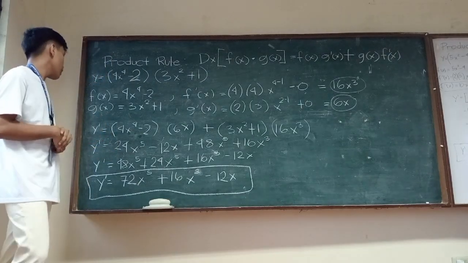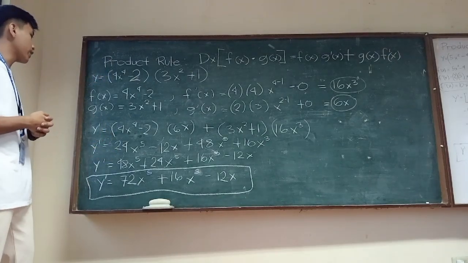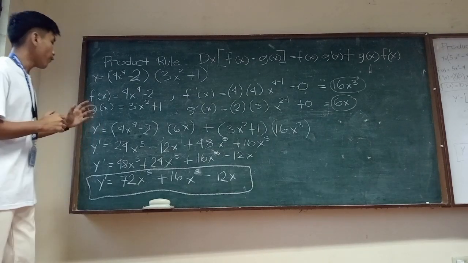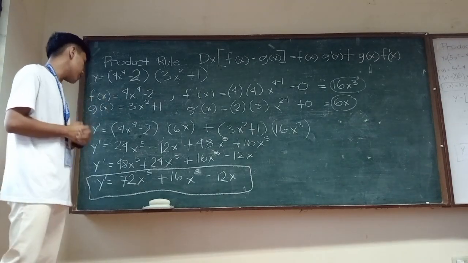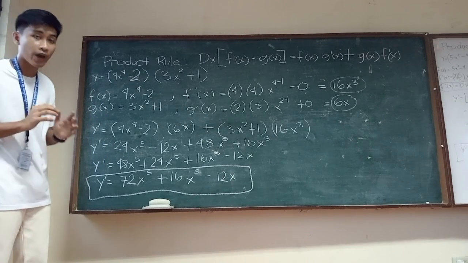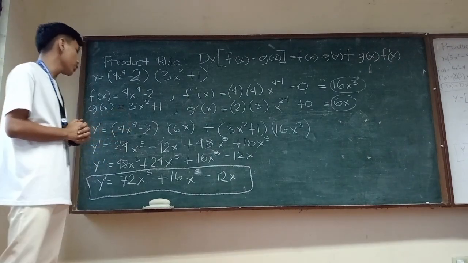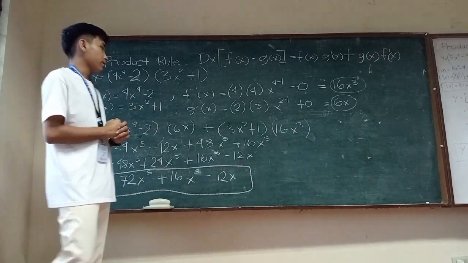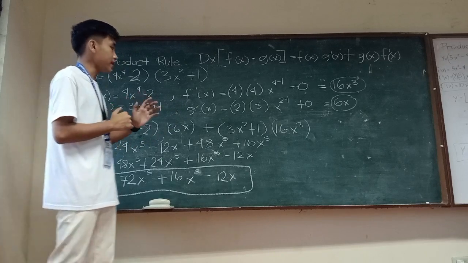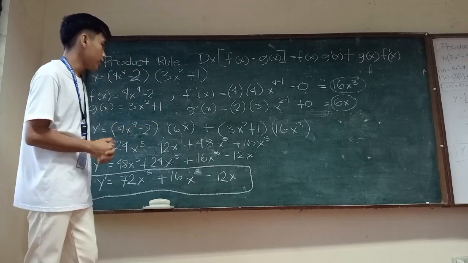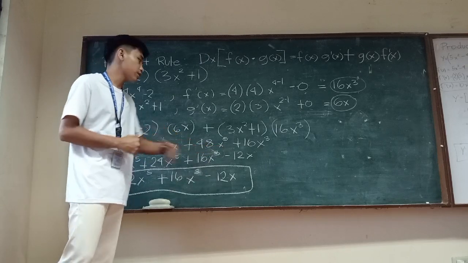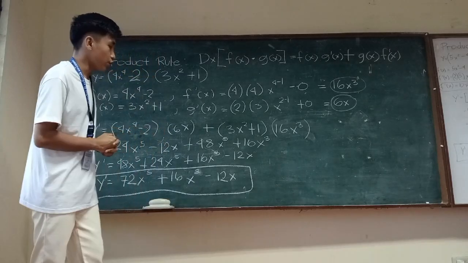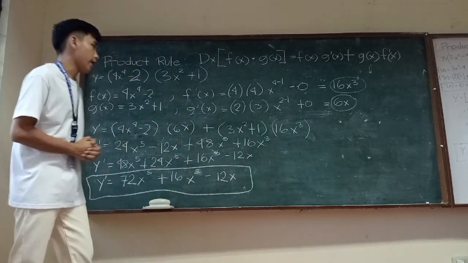Now, let's move on. Our next step is we need to multiply the result using the FOIL method. So, x raised to the power of 4 times 6x is equal to 6x raised to the power of 5. Then we have negative 2 times 6x is equal to negative 12x. So, plus, sa kabila naman tayo, 3x squared times 16x cubed is equal to 48x raised to the power of 5. And then, 1 times 16x cubed is equal to, of course, 16x cubed.